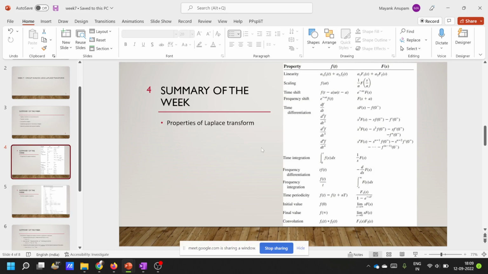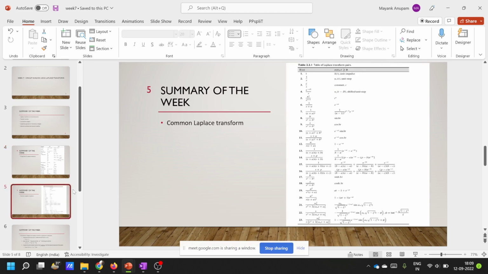These are the properties of Laplace transform, and here I don't think it is visible, but this table gives some common Laplace transforms. Did you go through, by the way, the slides I post? They are accessible through Google Drive, and through the NPTEL or SWAYAM platform, whichever you're using. Did you see these things? Have you gone through this?